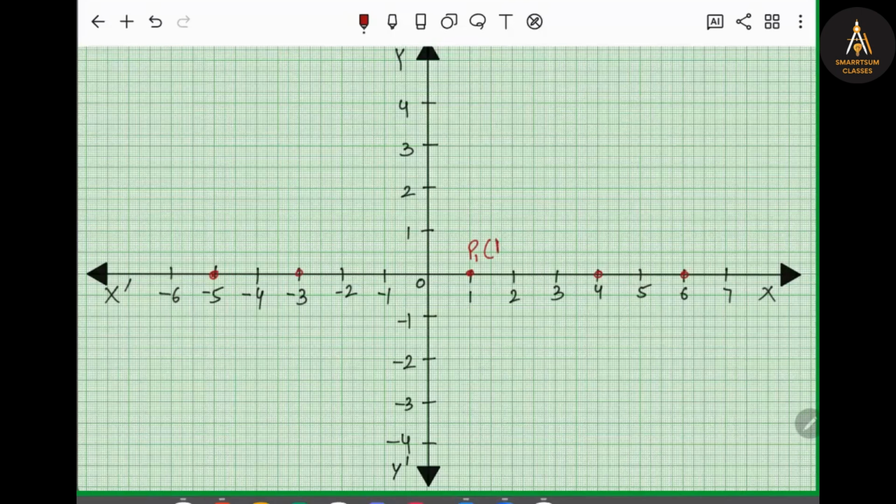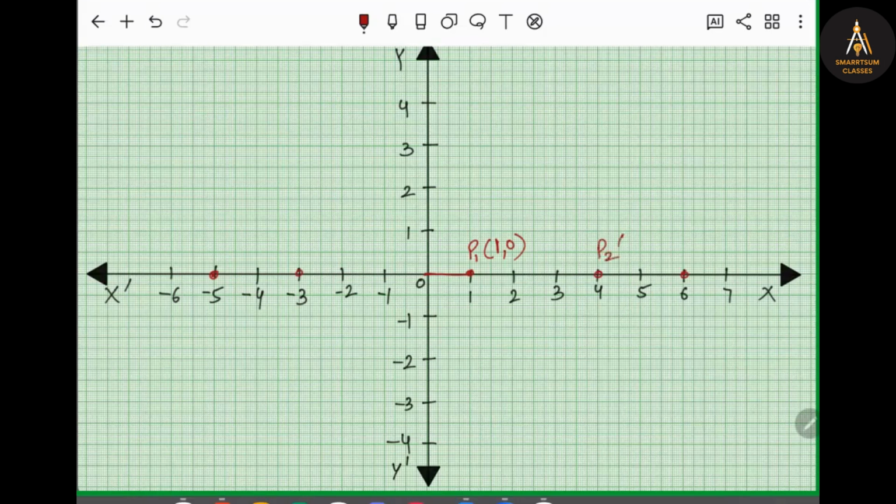And what is the value of y? Take a line perpendicular on the y-axis from this point. This is y. Y is 0. Yes or no? Are you getting that? So what will be the coordinate for this P1? 1, 0. Similarly, suppose this point P2.